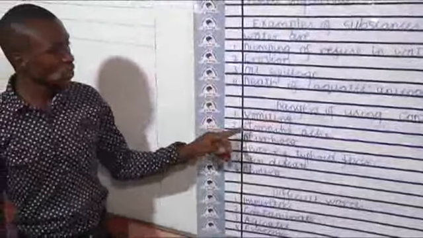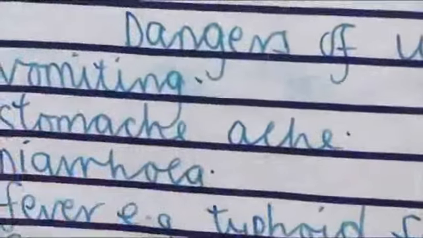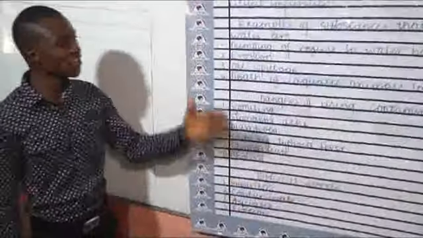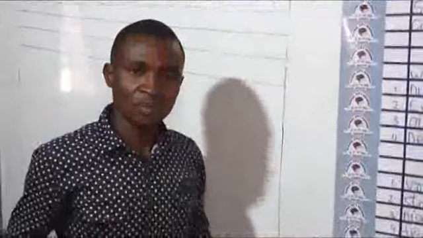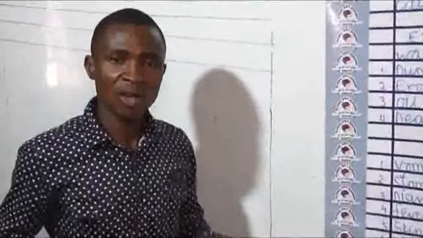Number 2, stomach ache. Stomach ache can be caused by drinking or cooking food with contaminated water. And after drinking contaminated water, you see children saying, "Mommy, I'm feeling stomach ache." It's because you have drunk contaminated water.